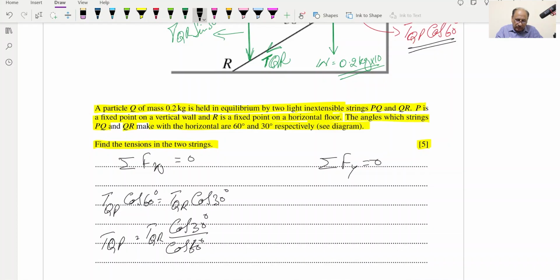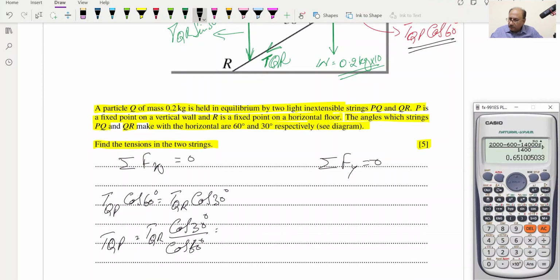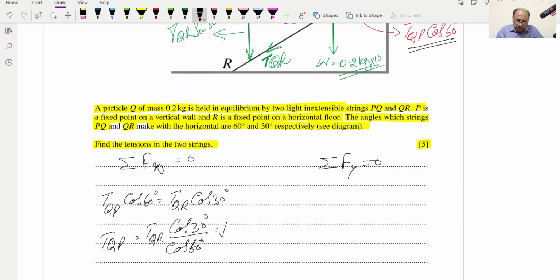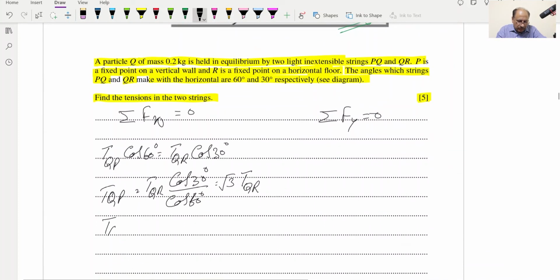Now this one we can rewrite as cos of 30 degrees divided by cos of 60 degrees, and this is equal to under root 3. So our value will be under root 3 TQR. We got this relation: TQP is equal to under root 3 TQR.